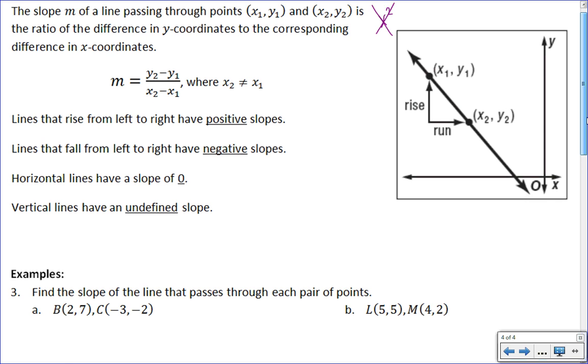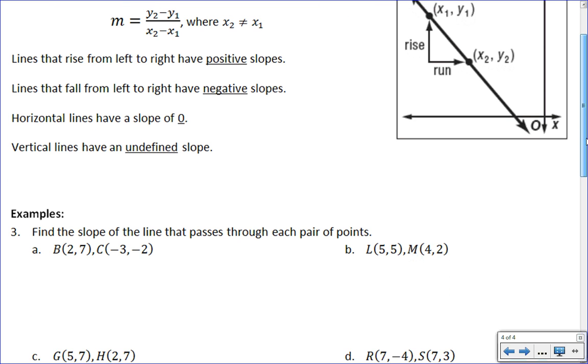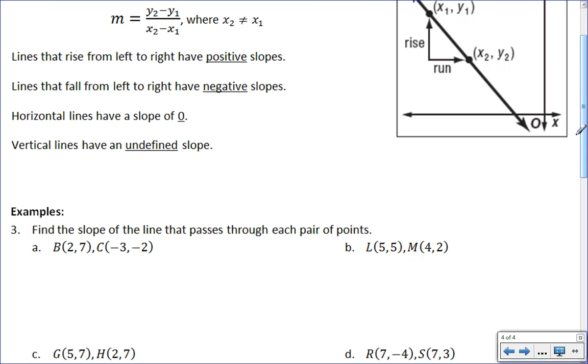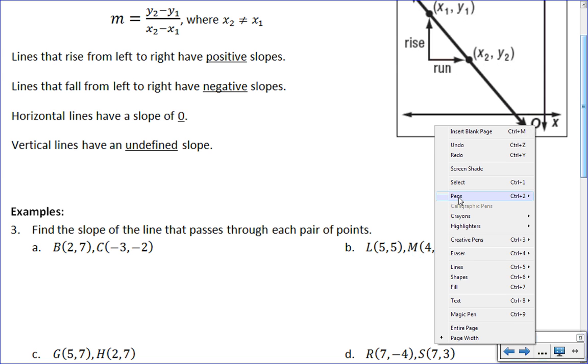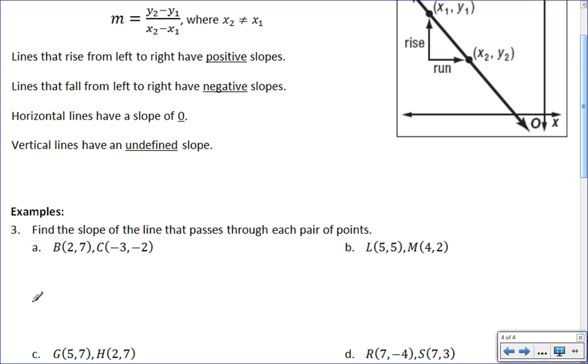Alright, so let's see how this formula works with coordinates of points. So for example 3, we want to find the slope of the line that passes through each pair of points. Okay. So the first pair of points is the point B at 2, 7, and the point C at -3, -2.